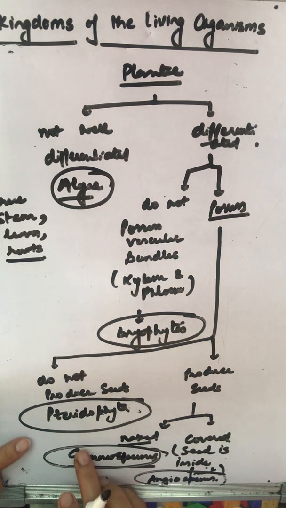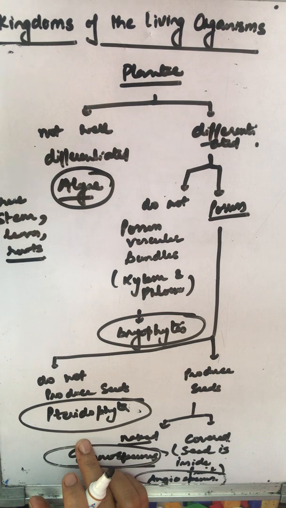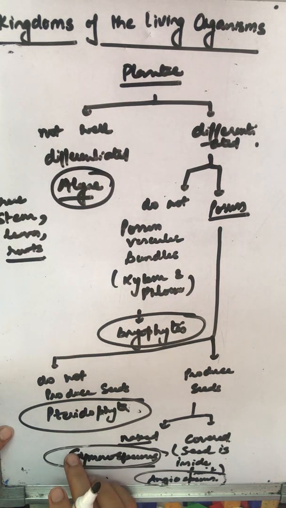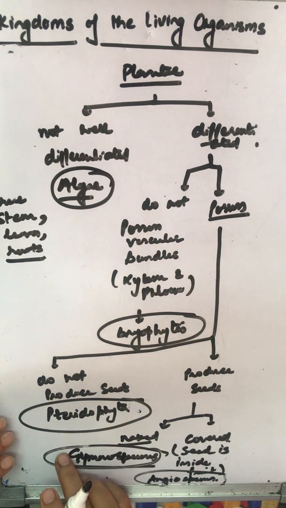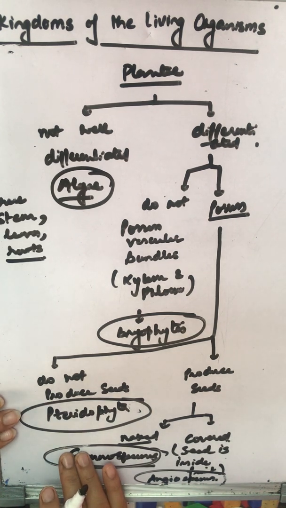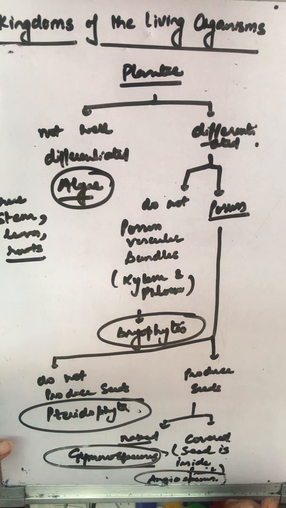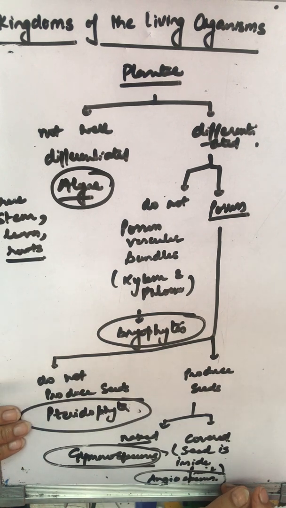Alright, then we move to pteridophyta. Pteridophyta, they are sporophyte bearing. That means they mainly produce spores and they have vascular bundles. That's why we call them the first vascular land plants. All the parts of the vascular tissue are organized in definite areas. And they too produce antheridia and the female sex organ archegonia.